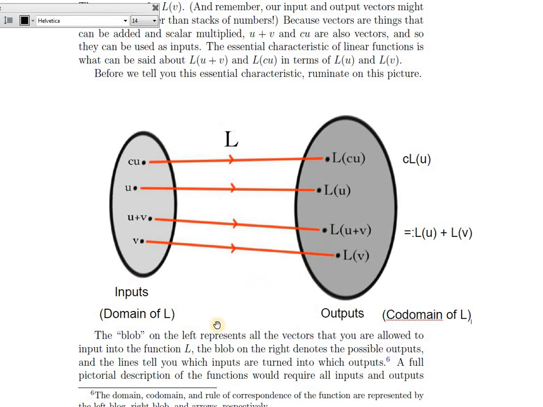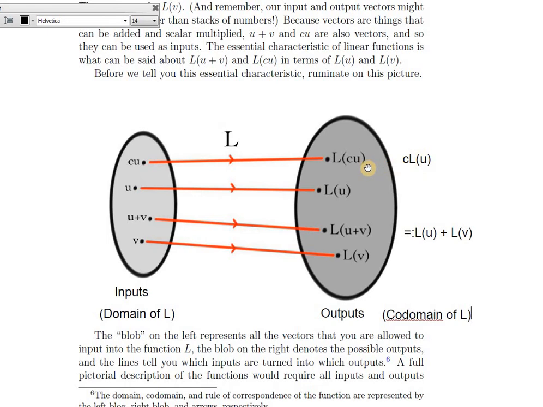So here's a picture. If I just focus on this part, this is a picture that's generally valid for any function. Now, what's special about linear is the special form of L of CU and L of U plus V. I should make clear that the C here is a scalar. It's a real number. The U is a vector. It could be a column vector or a polynomial. But the C is a number, like 7 or square root of pi. So L of CU for a linear function must be equal to C times L of U. They must be the same.